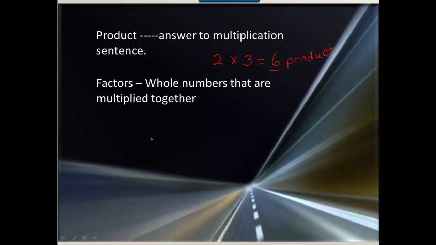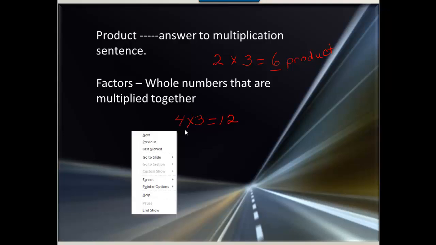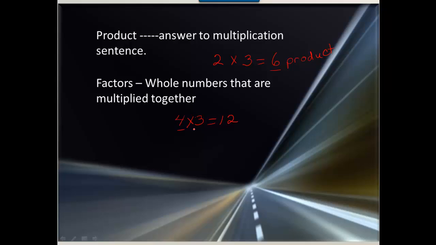Factors. Factors are whole numbers that are multiplied together. Let's take two numbers, 4 and 3. If we multiply them together, we come out with a product of 12. So the factors of 12 are 4 and 3.